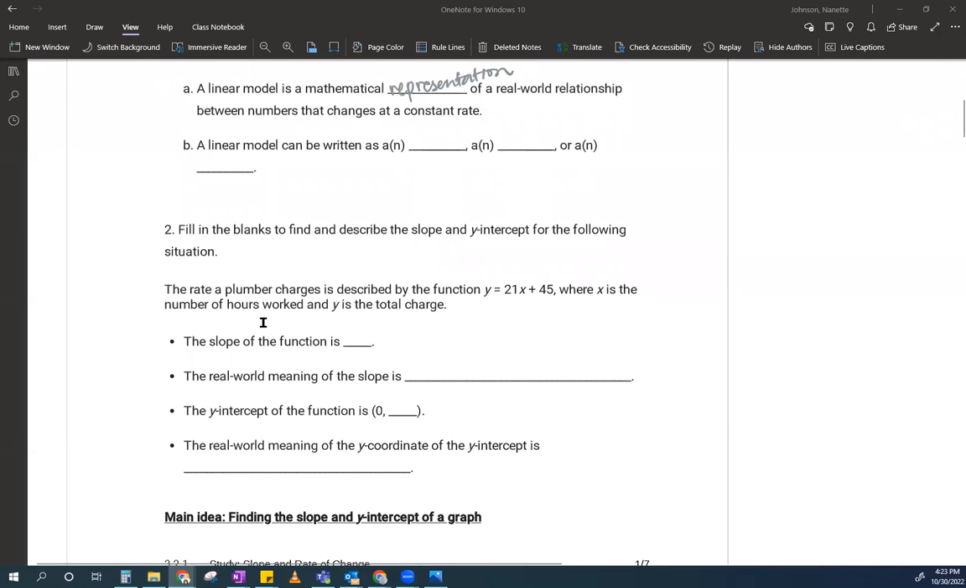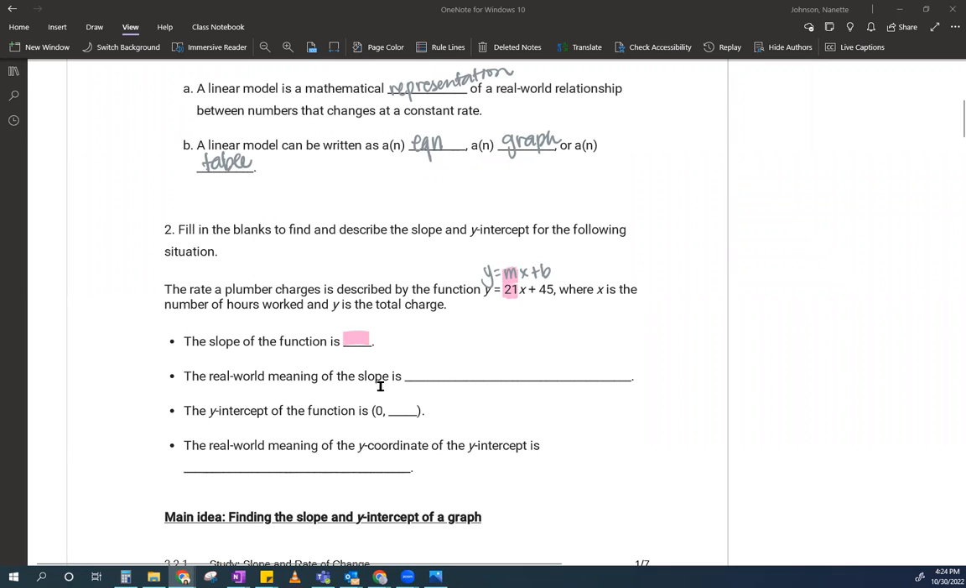Okay. And then it says the rate a plumber charges is described by the function y equals 21x plus 45, where x is the number of hours and y is the total charge. The slope of the function, now, if you look at this and you recognize this as y equals mx plus b, you're right on. So then that means m is just 21. So m is 21.